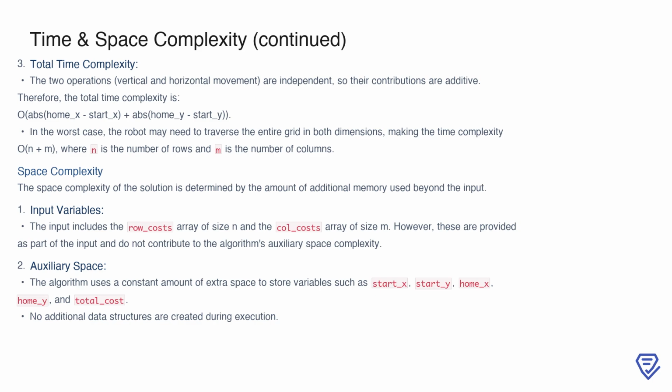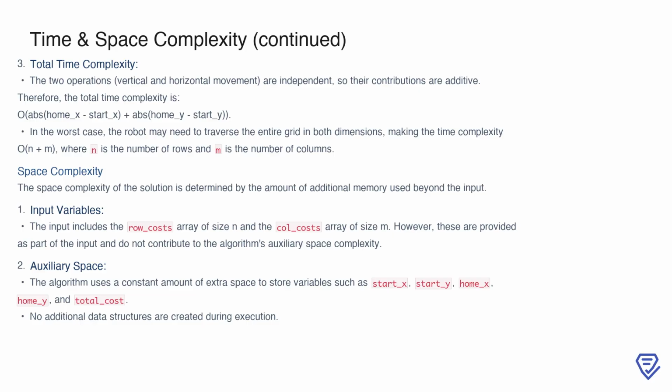Now, combining these two independent operations gives the total time complexity of the solution. Since the vertical and horizontal movements occur separately, their contributions are additive. This means the total time complexity of the algorithm is O(abs(home_x - start_x) + abs(home_y - start_y)). In the worst case scenario, the robot may need to traverse the entire grid in both dimensions. Here, abs(home_x - start_x) could equal the total number of rows, n, and abs(home_y - start_y) could equal the total number of columns, m. This results in a worst-case time complexity of O(n + m).